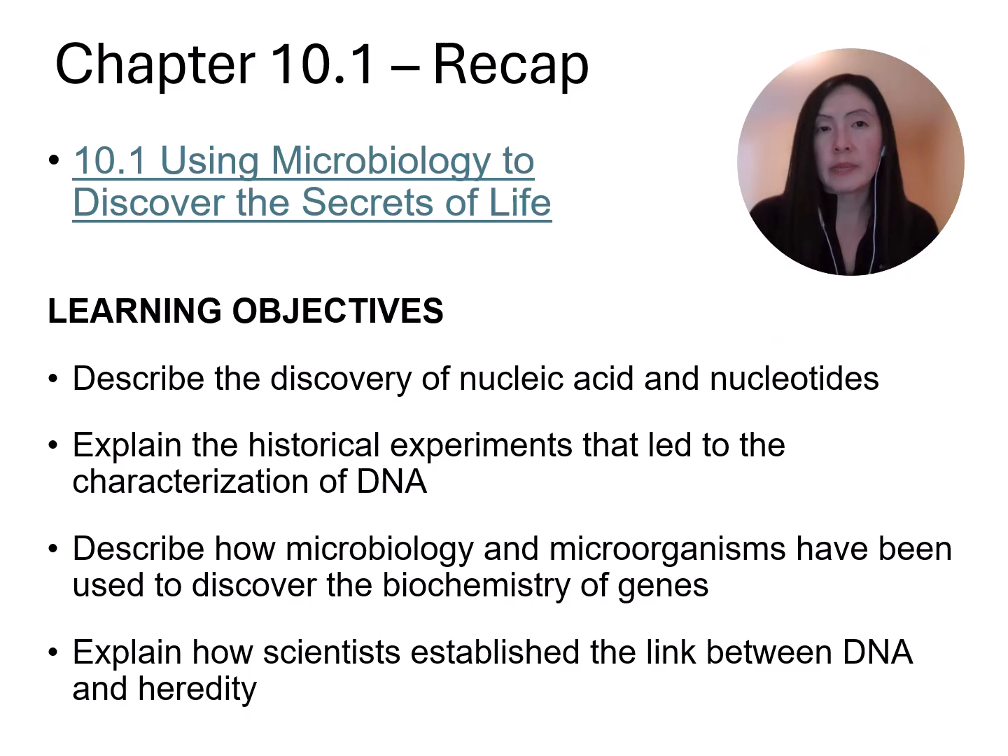All right, let's recap 10.1. For the discovery of nucleic acid and nucleotides, we saw that in 1869, Miescher isolated a substance from white blood cell nuclei. He called it nuclein. Then Altmann later found that it was acidic and renamed it nucleic acid. Later, Kossel identified the five nitrogenous bases, A, G, C, T, and U, and this will help define nucleotides.